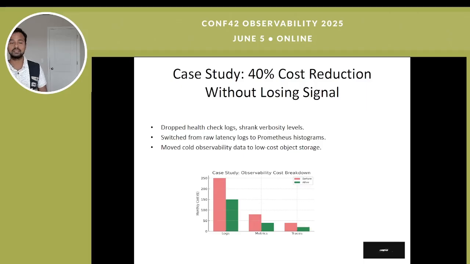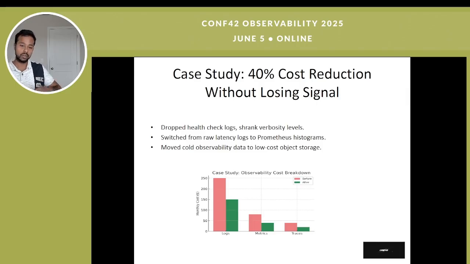I want to present a quick case study of a customer. Again, this is a fictional customer, no specific customer in mind, where by implementing some of these strategies they were able to reduce 40% of their costs without losing the important telemetry that they need for troubleshooting. By dropping unnecessary health check logs and reducing their verbosity levels, they streamlined their data collection. By transitioning from raw latency logs to Prometheus histograms, they had the same essential insights while moving cold observability data to low cost object storage, further reducing their expenses.